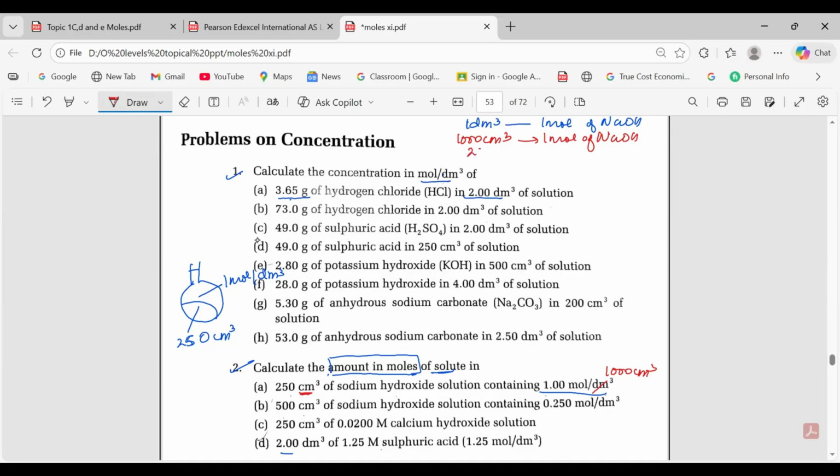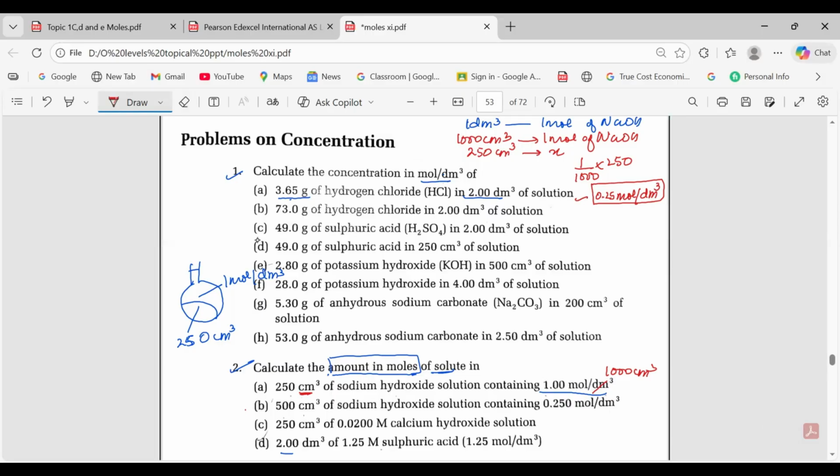Now I need to extract 250 cm cube and find out how many moles come with 250. So that is X, which I need to find out. When I cross multiply, or do it by the unitary method, I have 1 over 1000 times 250. So simplify it. Is it going to be 0.25 moles? Is this the answer? Everybody, is it clear?